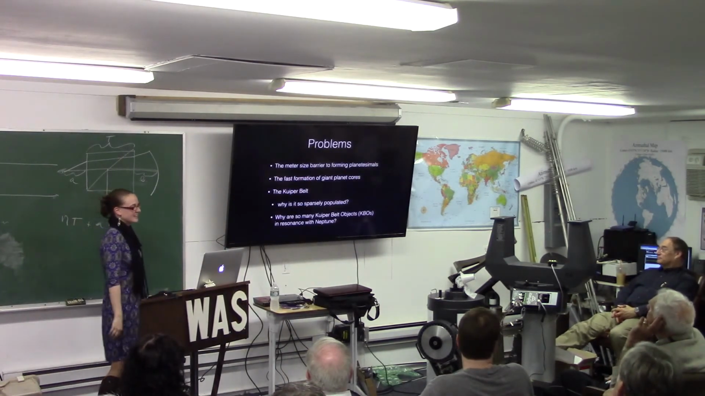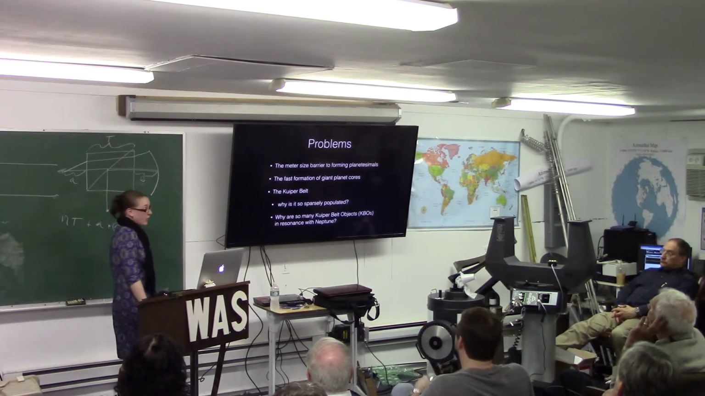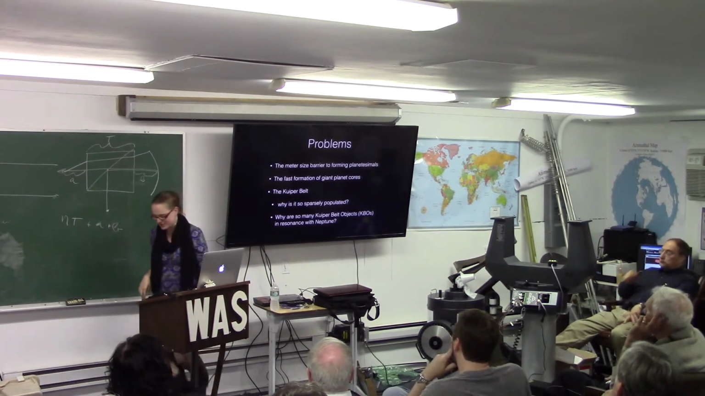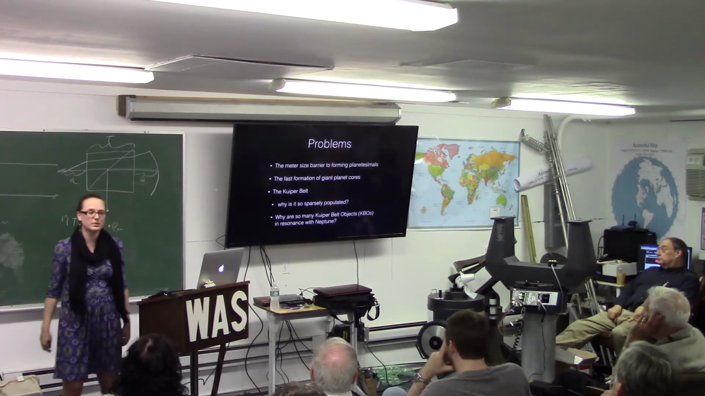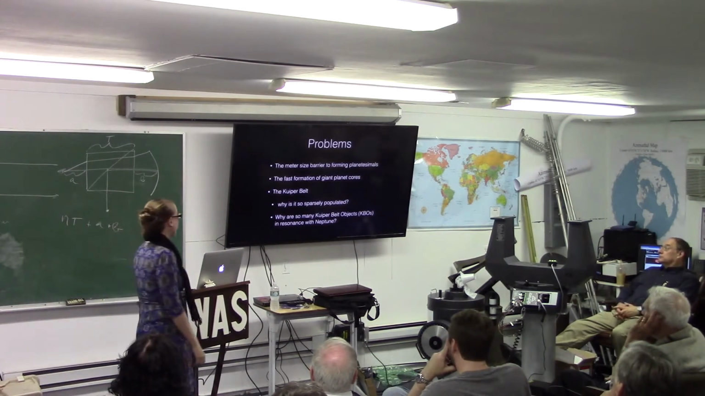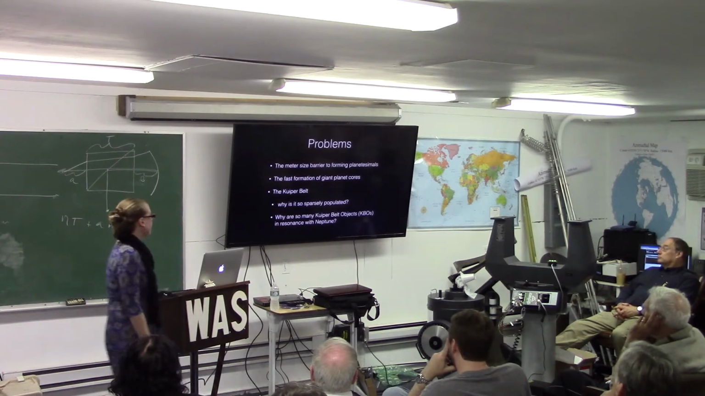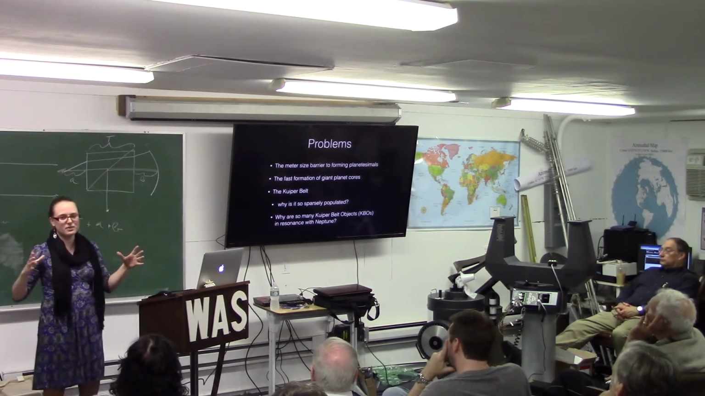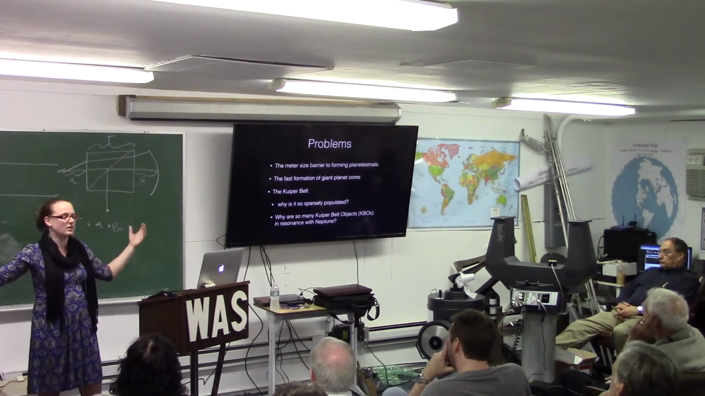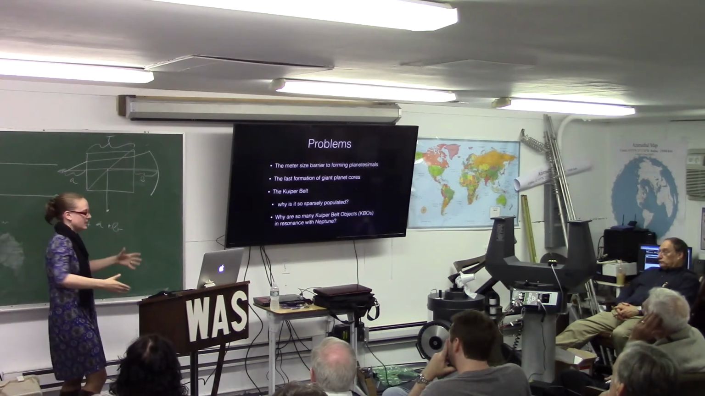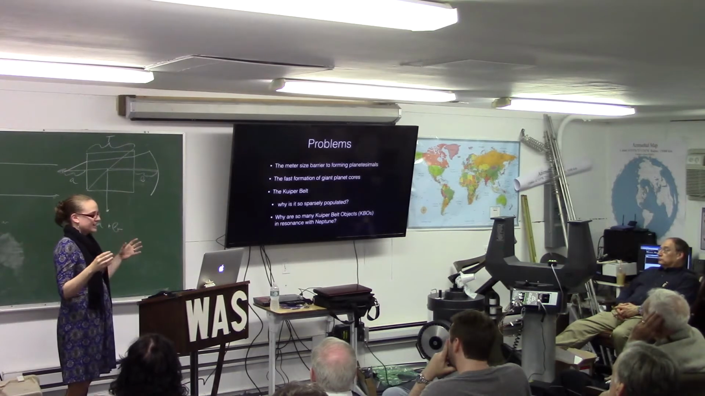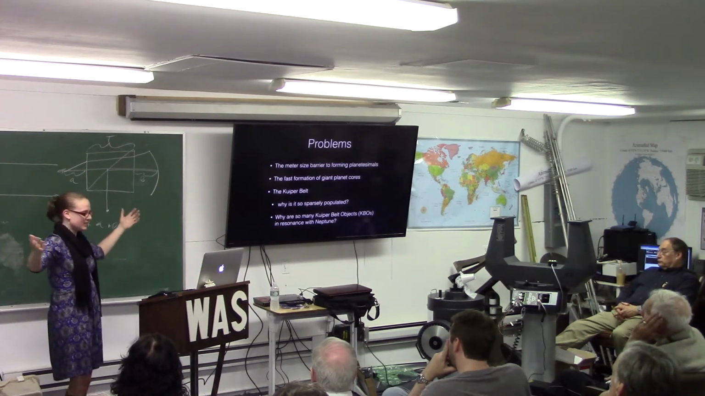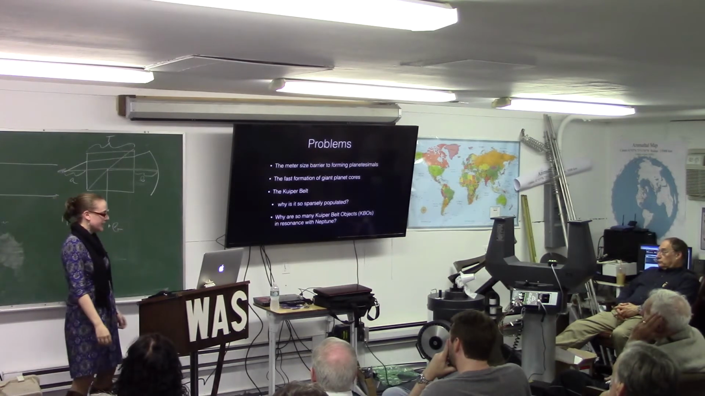Except for Pluto. There are actually quite a few problems with forming a solar system, and these are just a few of the big ones that people are thinking about a lot. One is called the meter size barrier for forming planetesimals. So planetesimals are the kind of bigger things, so say like a kilometer in size or a mile in size. I said you start with dust and you make bigger things and bigger things and bigger things, and eventually you have the biggest things and then planets.